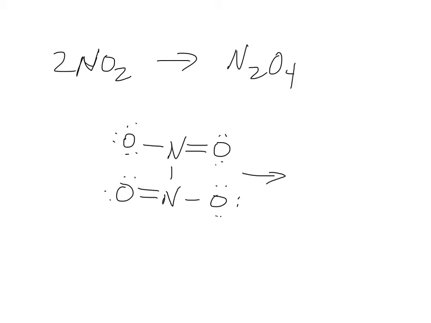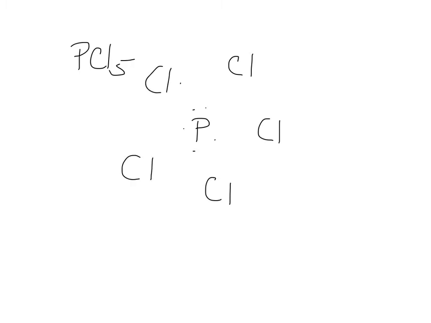Let's talk about an expanded octet. Let's start with something simple like PCl5. Okay? Who goes in the center? Phosphorus. How many valence electrons does phosphorus have? 5. I'm going to put 5 chlorines around the outside. Each has 7 valence electrons.